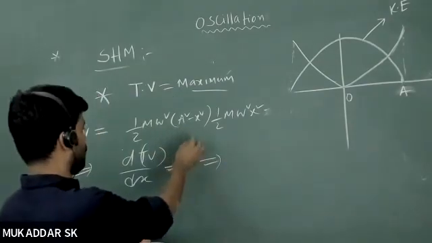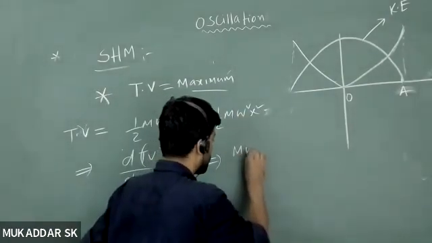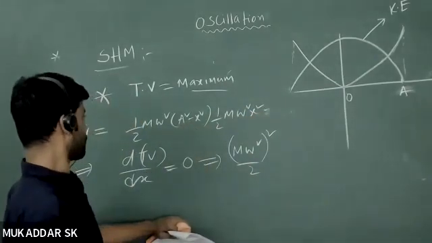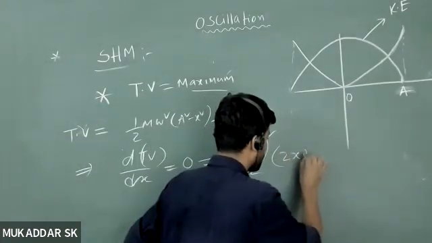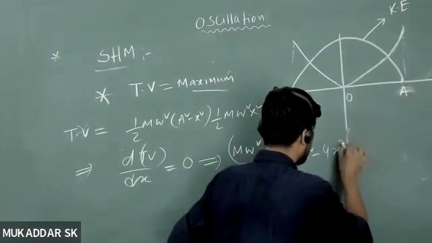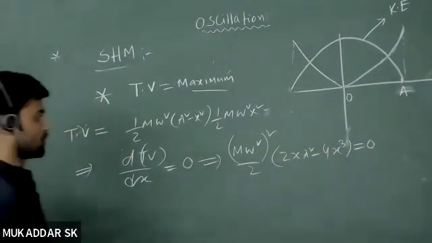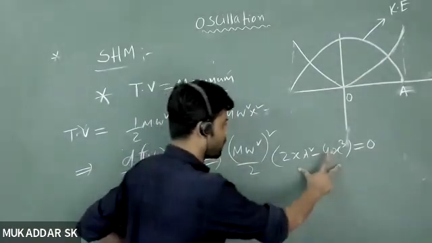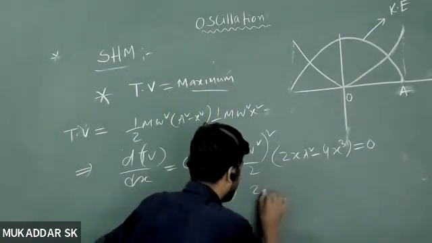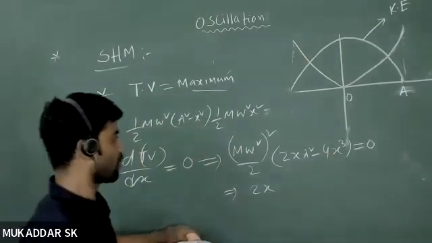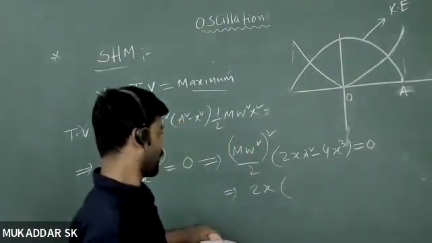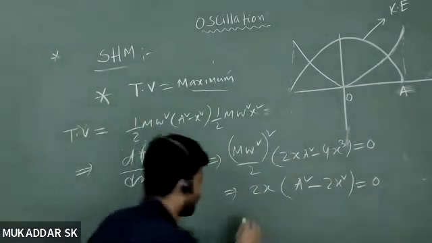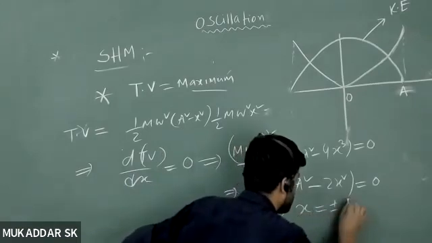If you differentiate this function, you will basically get m omega square whole square by 2. This is a constant factor. Now if you bring this x square inside the bracket and differentiate with respect to x, you will get 2x a square minus 4x cube, that will be 0. Since this factor cannot be 0 because omega is a frequency and m is the mass, which are non-zero quantities, this term should be 0. I can take 2x common from this bracket, so you get 2x times (a square minus 2x square) equals 0. So you get two possibilities: x equals 0, or x equals plus minus a by root 2.